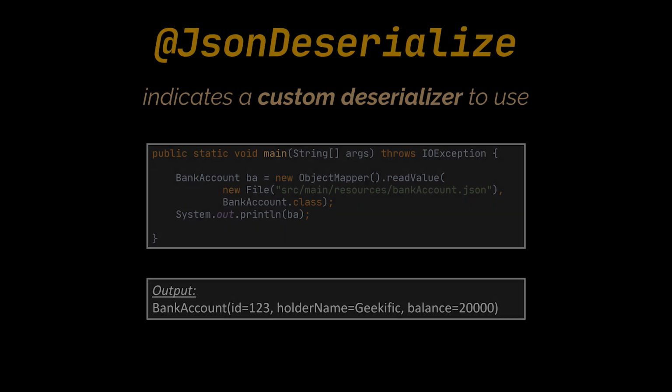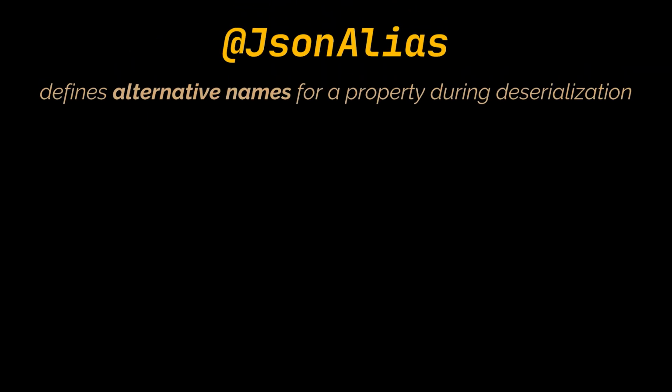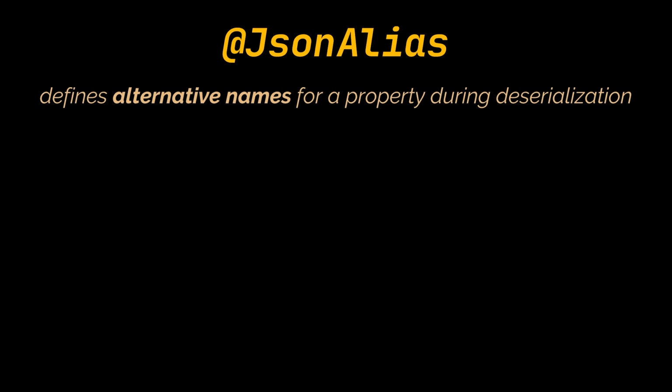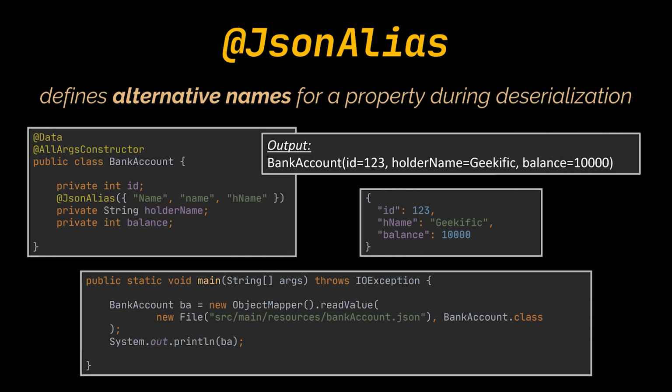Now, the last deserialization-specific method I want to tackle is the @JsonAlias annotation, which defines one or more alternative names for a property during deserialization. In our BankAccount class, we specified that the holder's name property can be deserialized with any of the following strings, and when provided with the JSON you see, Jackson will successfully deserialize it into a BankAccount object.